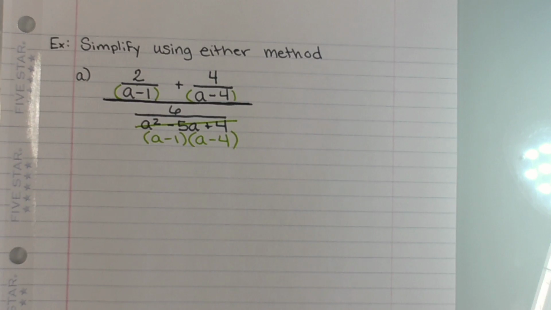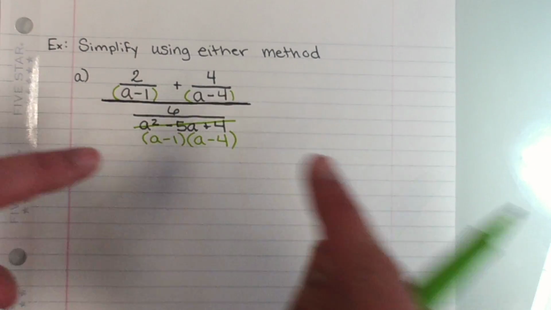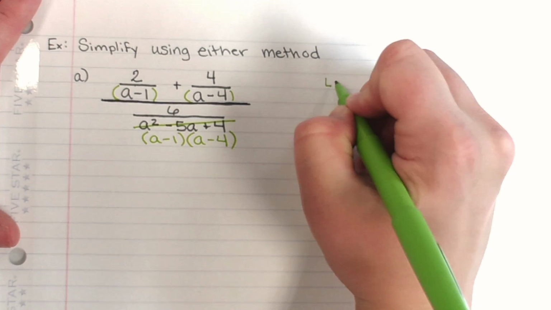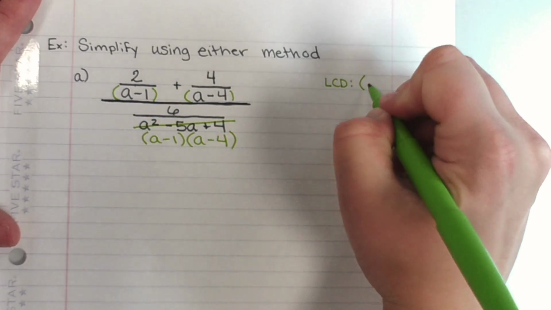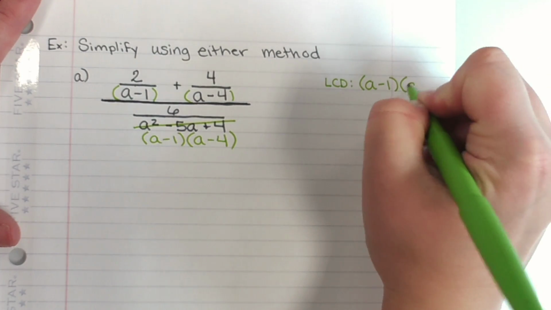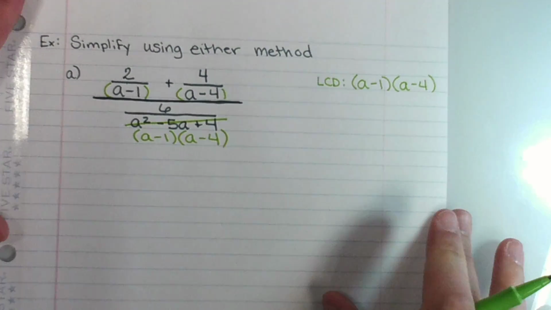Okay. These 3 fractions, what's the least common denominator? A minus 1 and a minus 4. I don't know why I'm writing in green anymore.